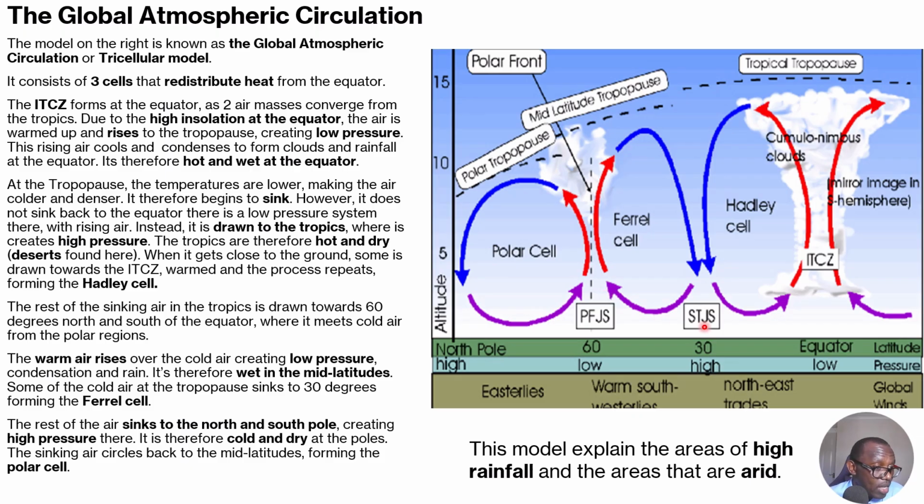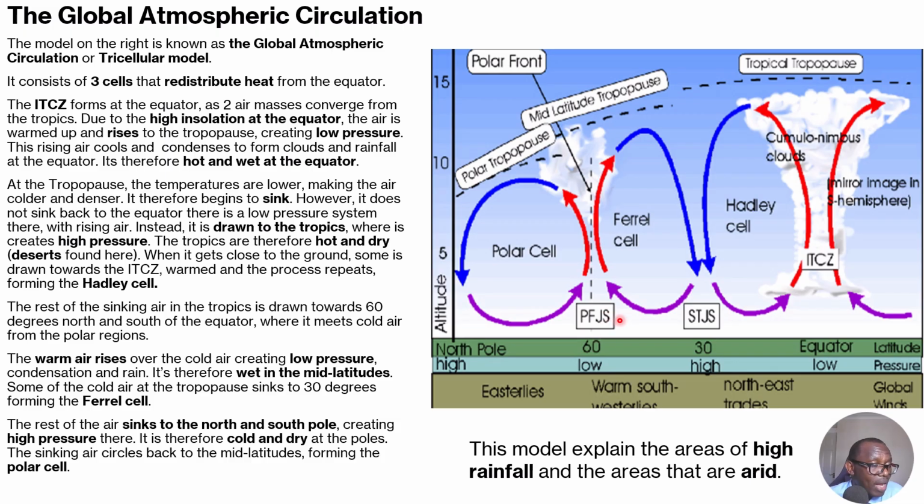The air in this particular area here, which is at the tropics, we said it's hot and dry, so some of the air now starts to move towards higher latitudes at 60 degrees. Now, as it moves there, it meets with cold air that is coming from the polar regions.